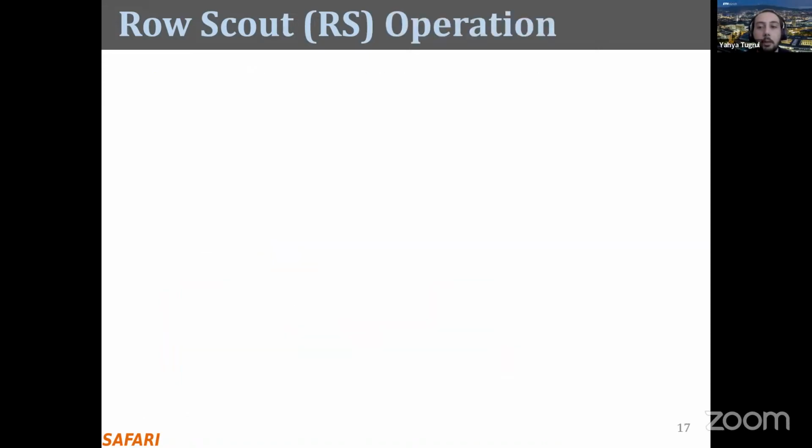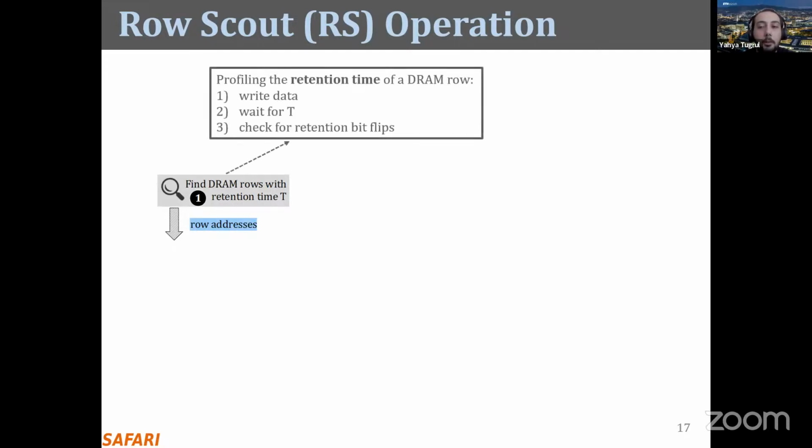Now I will explain the Row Scout operation using a flowchart. First, Row Scout searches for DRAM rows that have retention time T. Row Scout profiles this retention time simply by initializing a row with a known data pattern, such as all ones, then it waits for T and checks for retention bit flips. If it has retention bit flips, this means that the retention time of that row is T. Step 1 outputs the addresses of rows with retention time T.